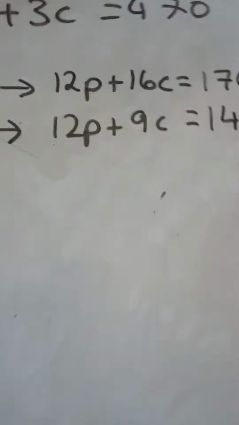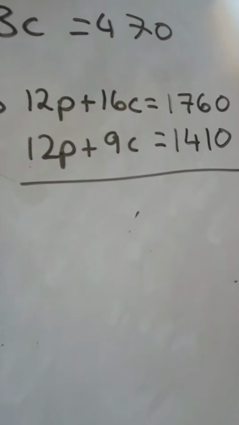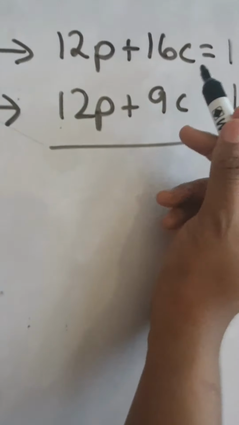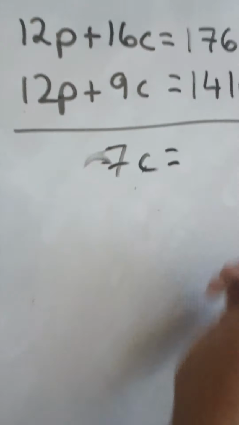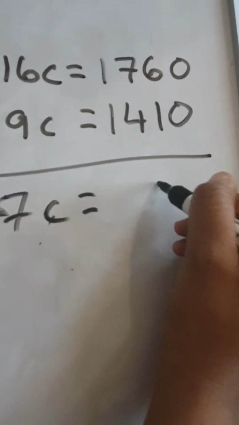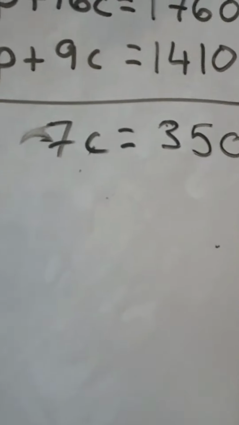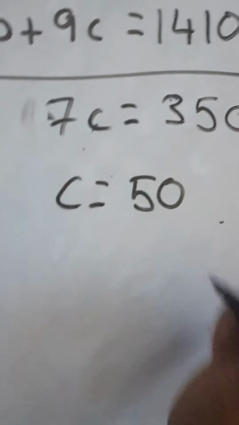With these equations, I can then subtract one from the other and get myself the value of C. So if I take away 12p from 12p, I've got 0. If I take away 9c from 16c, I've got 7c. And if I take away 1,410 from 1,760, I would have 350, my bad. So 7c equals 350. That means C equals 50.